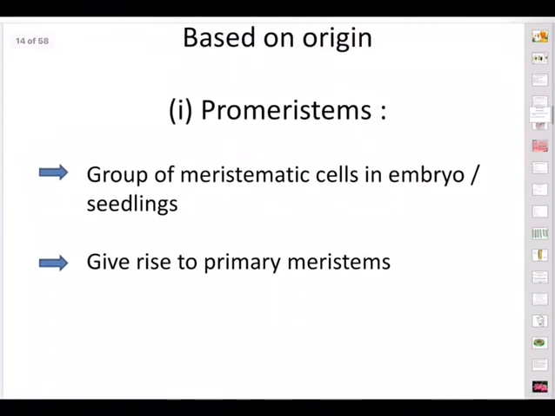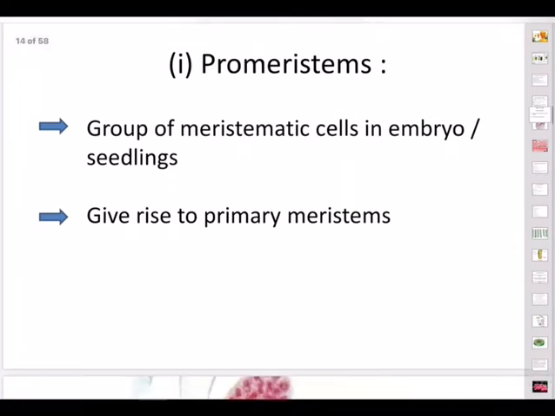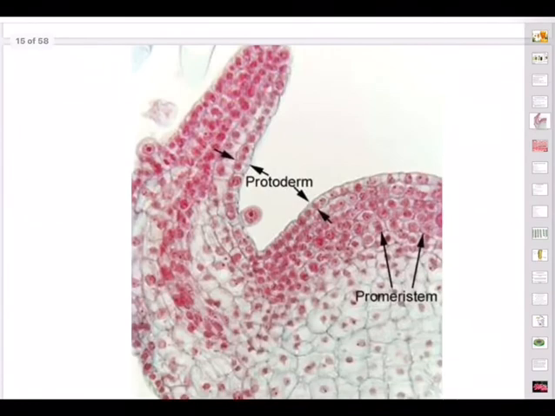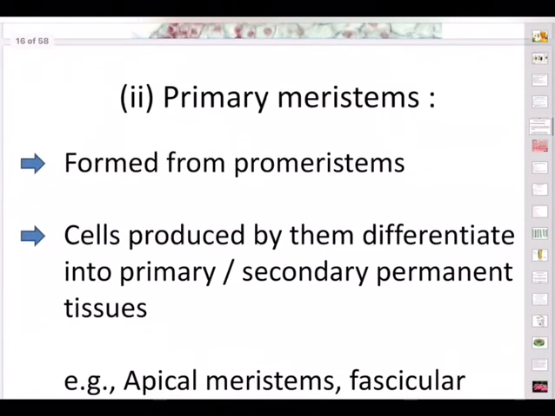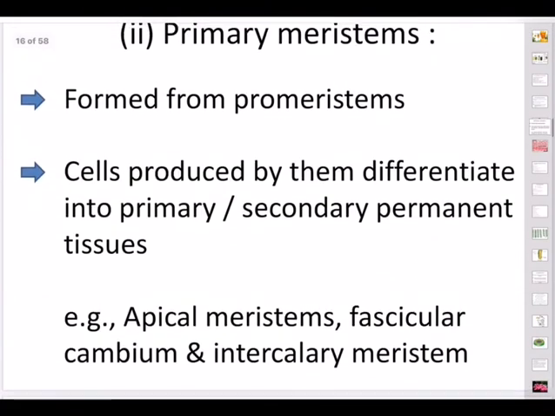Based on origin, promeristem is the first meristem, a group of meristem in the embryo only. That's why it's called pro. It gives rise to primary meristem. Look at this, promeristem in the embryo. And then primary meristem is a little bit matured. Cells produced are differentiated into primary tissues.